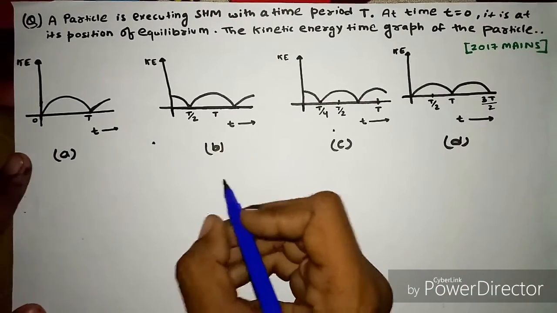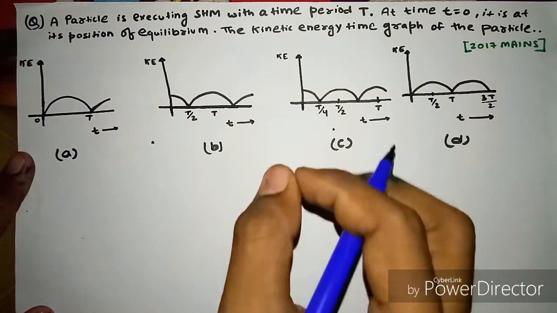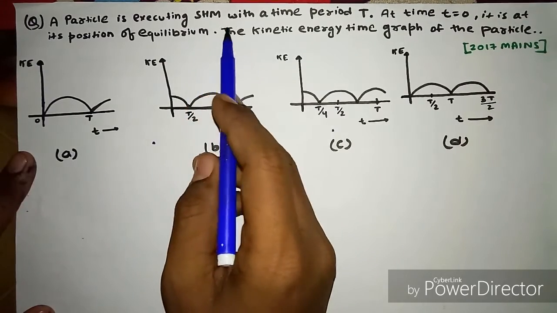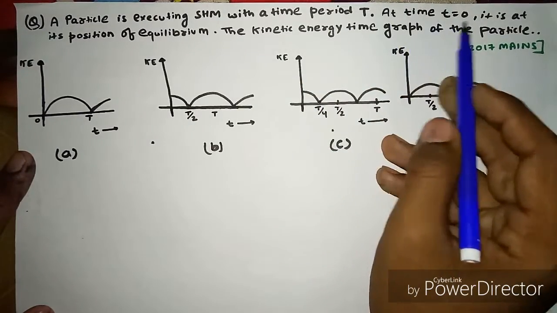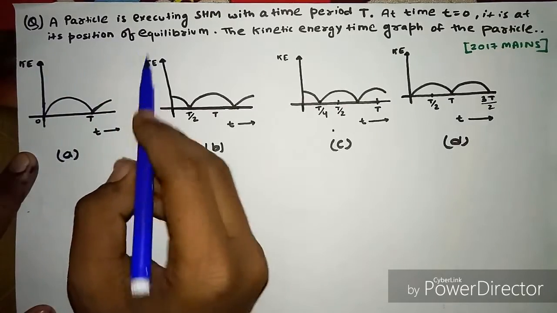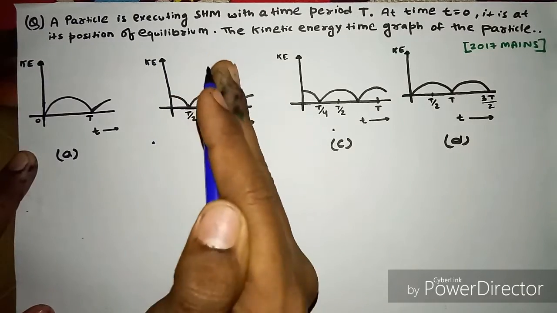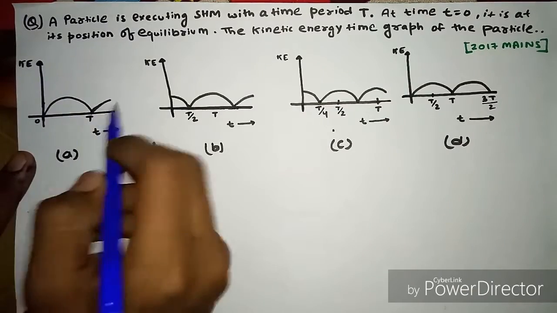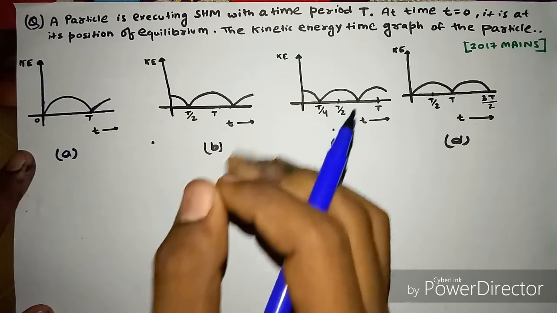If you were able to understand the previous problem, then you can easily solve this problem, right? So what does the problem say? A particle executing SHM with a time period T, at time t equals 0 is at its position of equilibrium. The kinetic energy time graph of the particle, we have to show which graph represents it correctly, right?